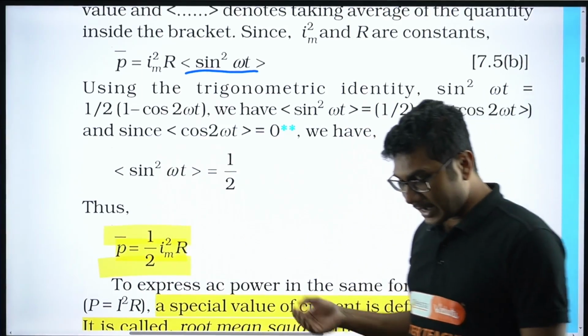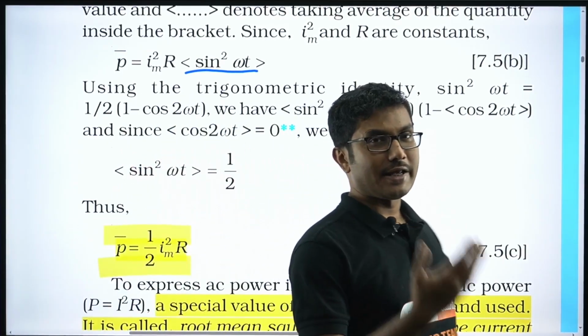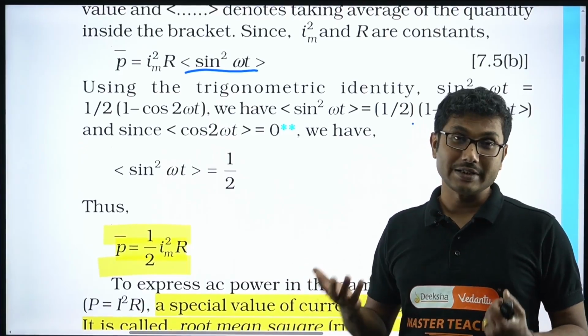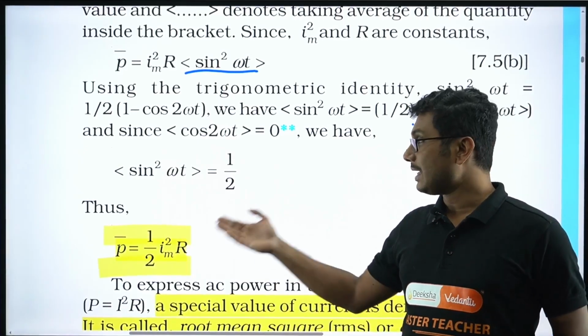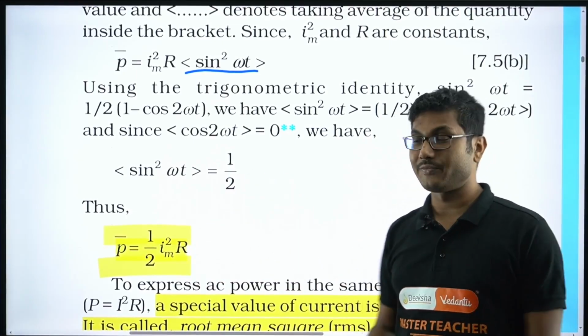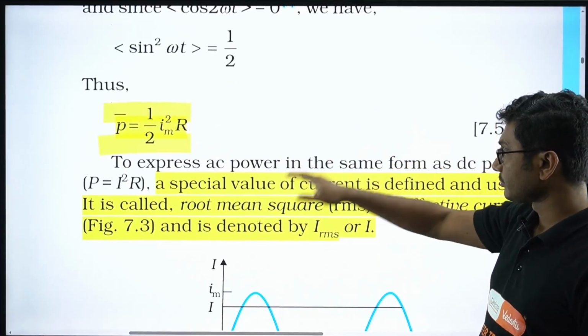So if you give a DC current of Im and resistance R, the power absorbed is Im square R. But in an AC circuit it is already half of that value. So that's why AC is common.